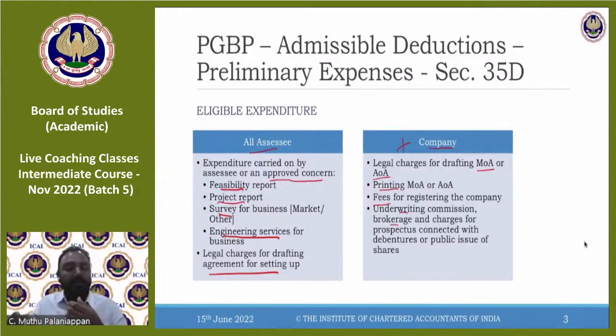And apart from them, what is listed there? The underwriting commission, brokerage, and charges. So this is for a company. What is it for everyone? Everything related to whether the project will work out, whether this activity will work out, whether it will be commercially successful.